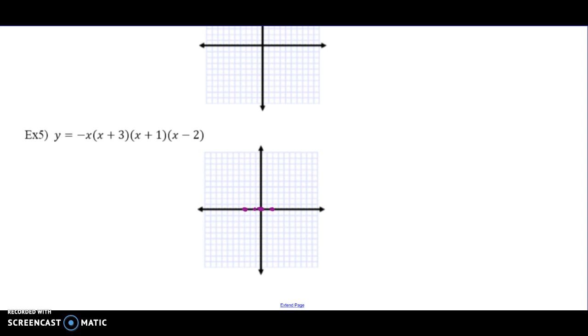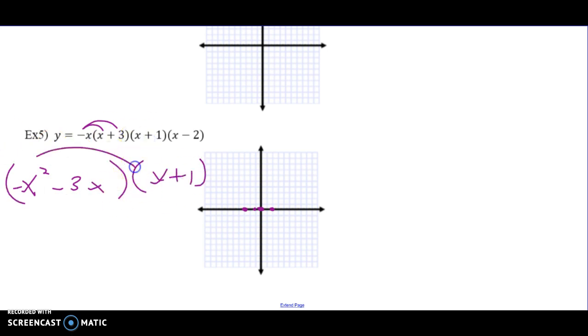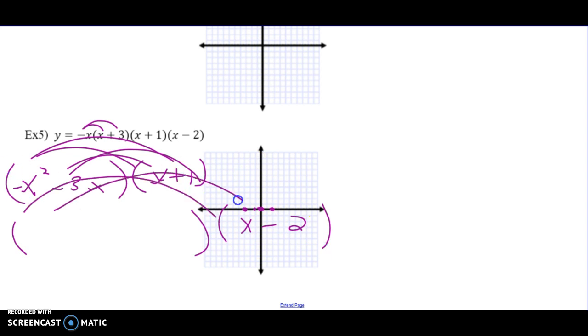You'd have to multiply it out, right? Which is not going to be fun, right? Because you'd have to distribute the x through. Then you'd have negative x squared minus 3x, right? And then whatever that is, you're going to have to distribute through x plus 1. So then we have 4 things. And then we combine like terms, and then we have to multiply that by x minus 2. And then you have to FOIL all of those, right? It's going to take forever.